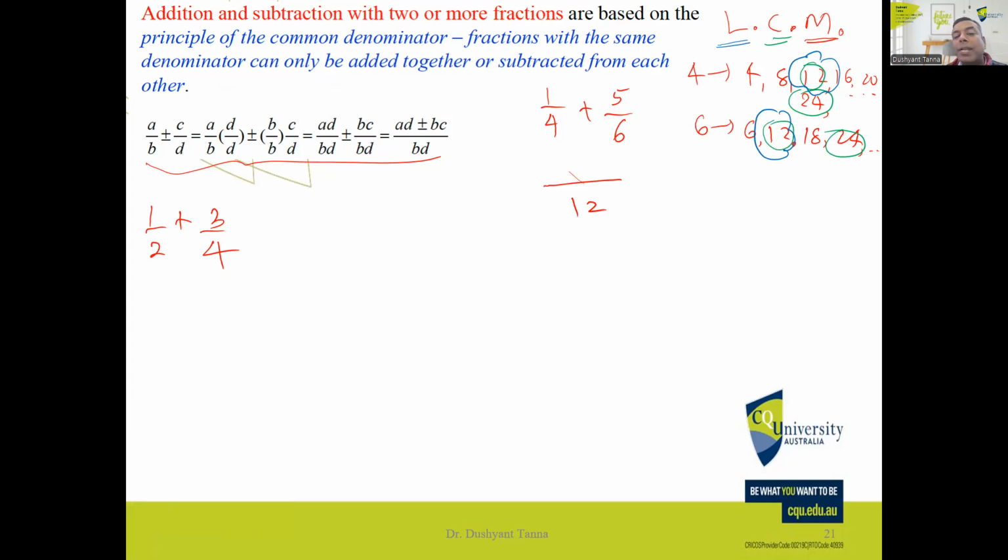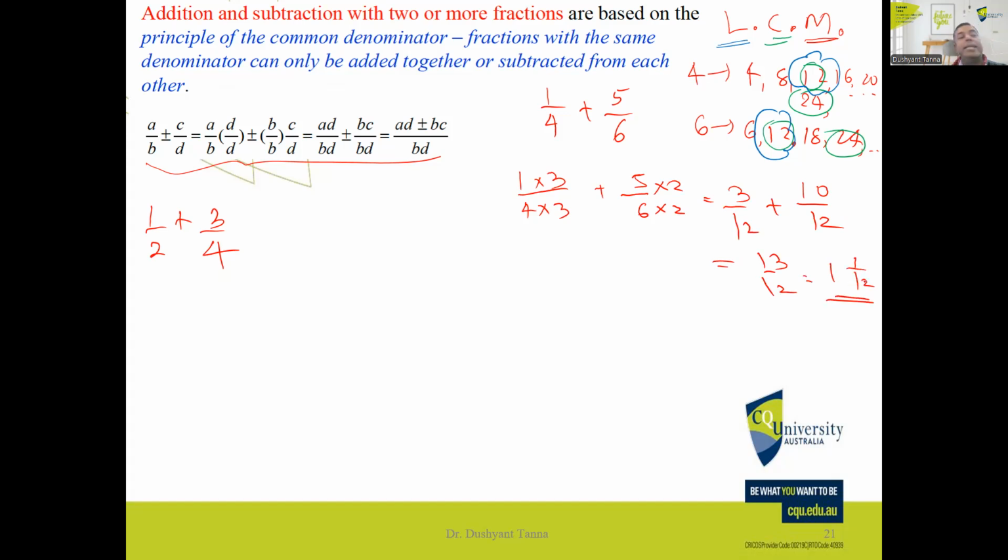How do you make them 12? So this was 1 over 4. I would times it by 3, but I cannot do any operation only on the numerator. I have to do it on the denominator as well. So over here, 5 over 6 times by 2 over 2. That will give me 3 over 12 plus 10 over 12, and ultimately 13 over 12. Some smart fellow could also write 1 and 1 over 12, which we call mixed numbers. So that's very good information, LCM.